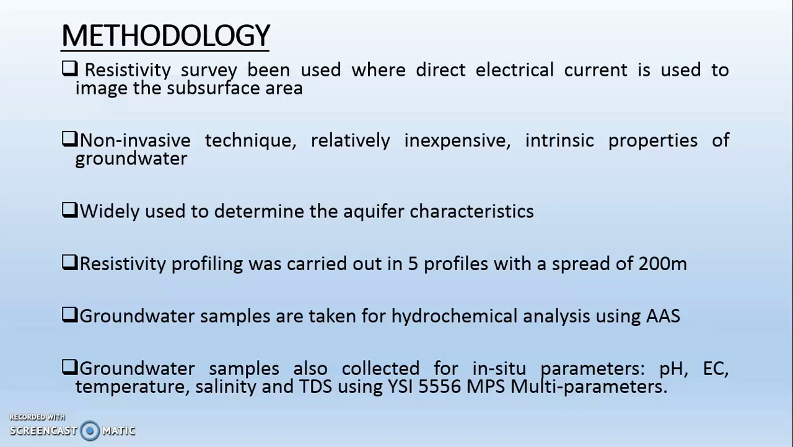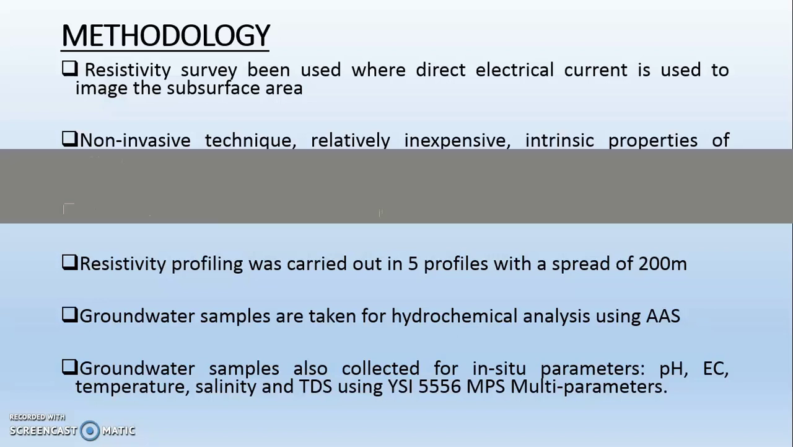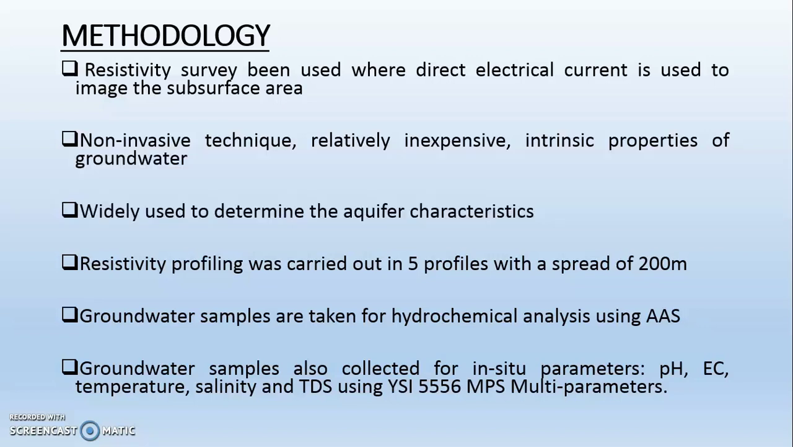Resistivity survey is one of the popular methods because, first, it is a non-invasive technique which provides information about the subsurface and aids in identification of seawater intrusion. Second, it is relatively inexpensive, and electrical resistivity is an intrinsic property of groundwater chemistry that is readily interpreted in terms of the degree of groundwater contamination.